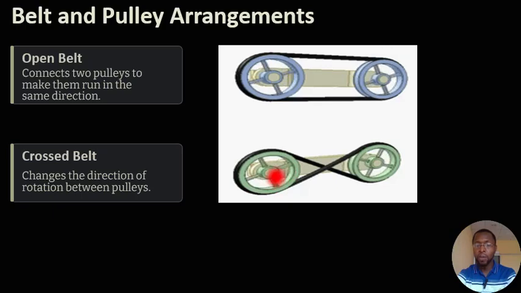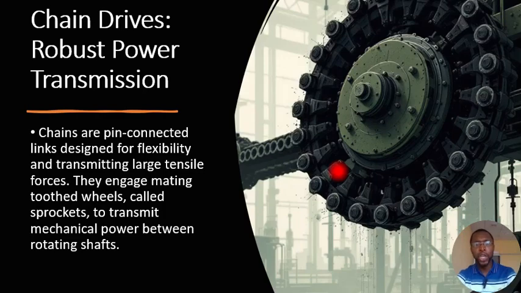Okay, as you can see here, this is an example of cross belt. The first pulley is moving in anti-clockwise direction, you can see. But the second one is moving in clockwise direction. So they are moving in opposite direction due to the crossing of the belt. So these are the two major ways that belt and pulley are arranged in automotive machines.